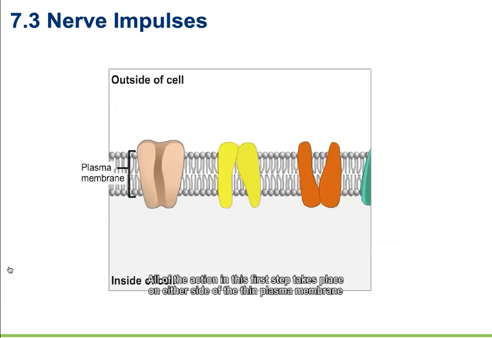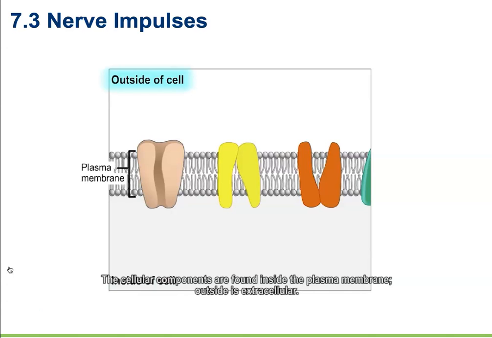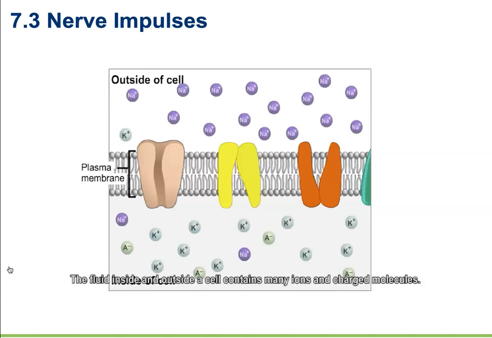All of the action in this first step takes place on either side of the thin plasma membrane that constitutes the outer border of any animal cell. The cellular components are found inside the plasma membrane. Outside is the extracellular fluid. The fluid inside and outside a cell contains many ions and charged molecules.